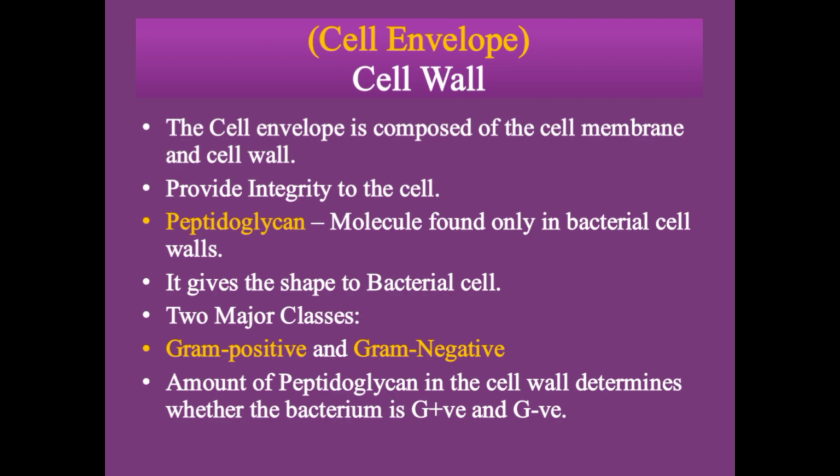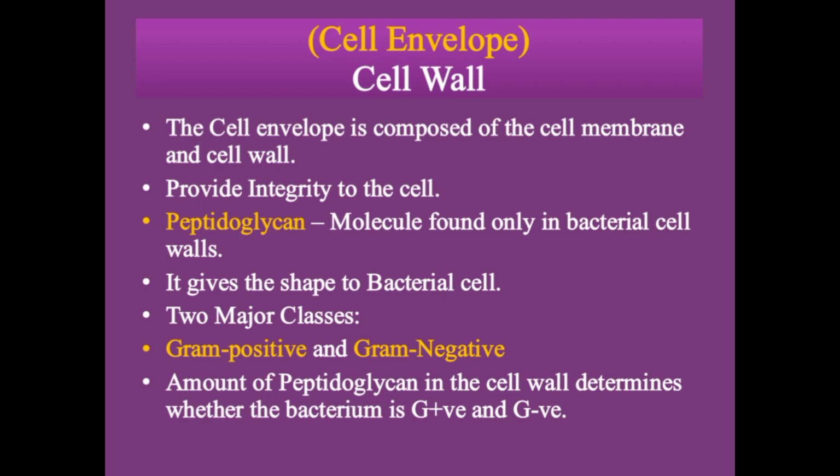First, the cell envelope, which contains the cell wall. The cell envelope is composed of the cell membrane and the cell wall. The bacterial cell wall provides structural integrity to the cell. The peptidoglycan molecule is found only in the bacterial cell wall. The peptidoglycan is made up of a polysaccharide backbone consisting of alternating N-acetylmuramic acid, that is NAM, and N-acetylglucosamine, that is NAG, residues in equal amounts.